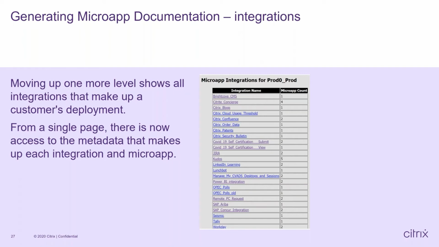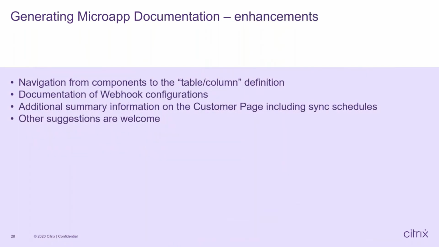You can quickly review the existing information, plan for changes or enhancements, and compare settings from different environments. Some enhancements under consideration include quick links from page components to the table pages, adding webhook documentation, additional summary information on the customer page, including full and incremental sync schedules. And of course, other suggestions are always welcome.